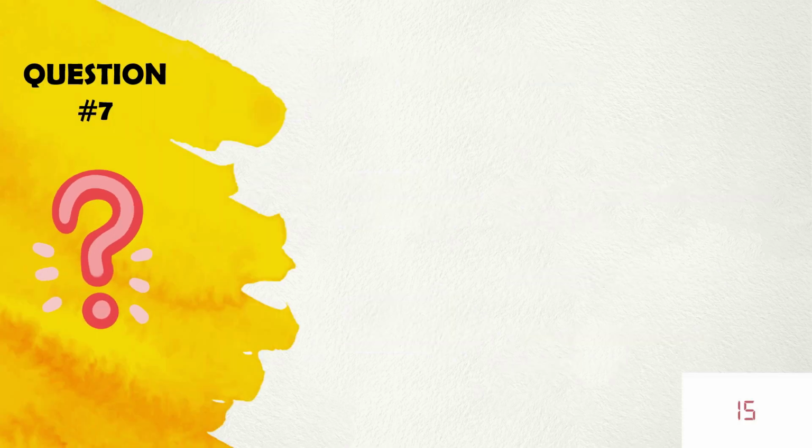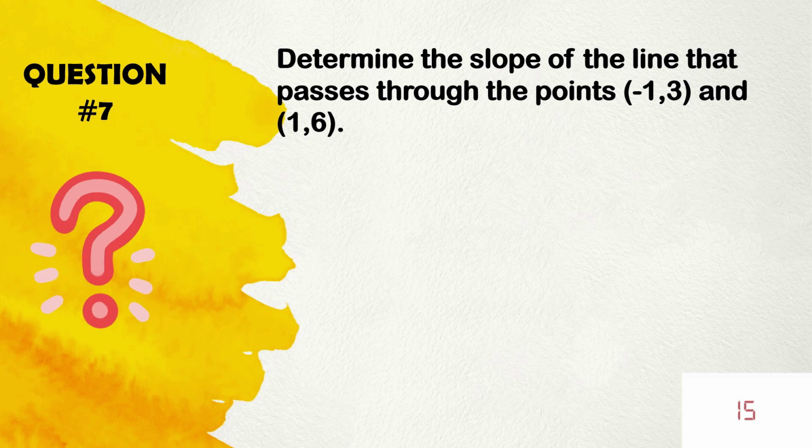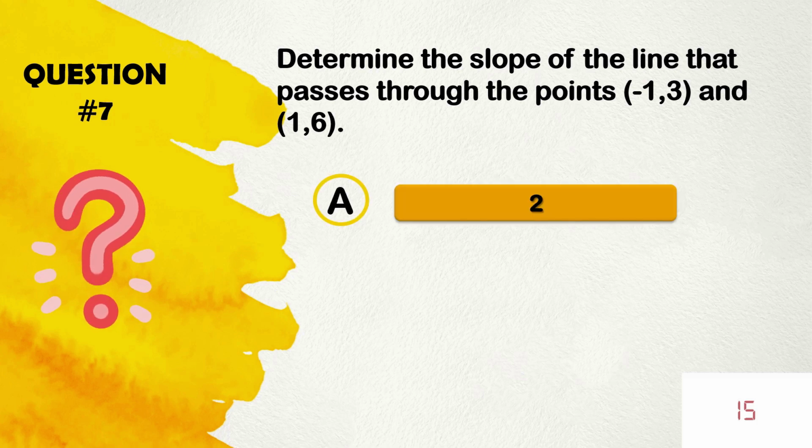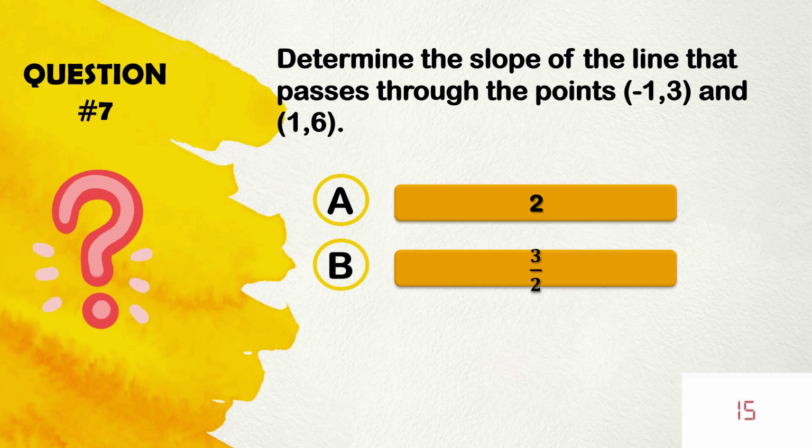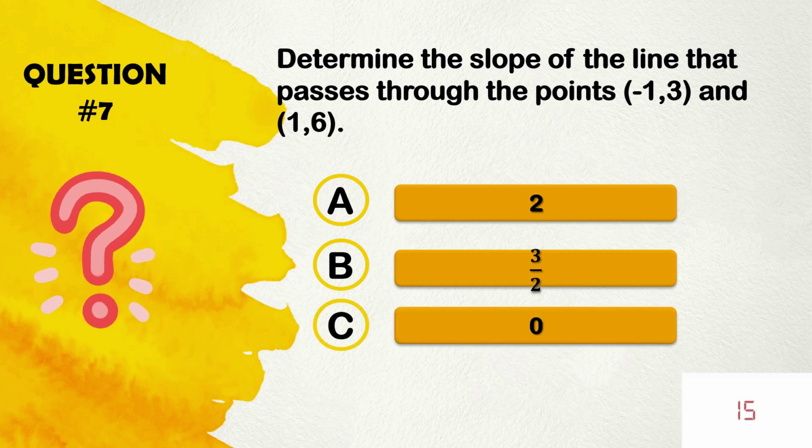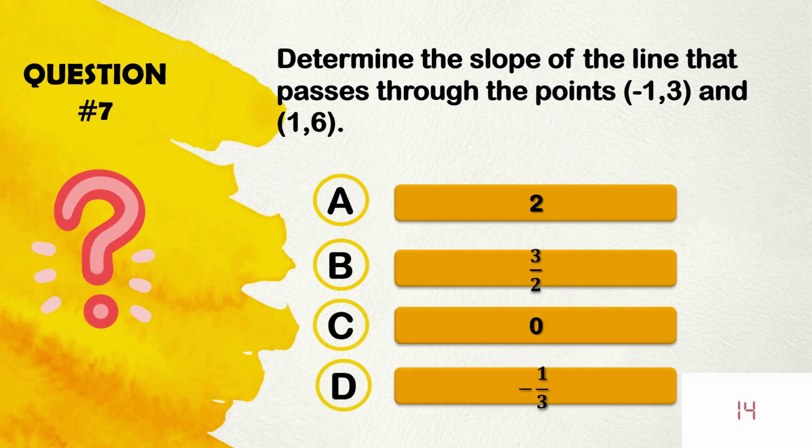Question number 7. Determine the slope of the line that passes through the points negative 1, 3, and 1, 6. Letter A, 2. Letter B, 3 halves. Letter C, 0. Letter D, negative 1 third.